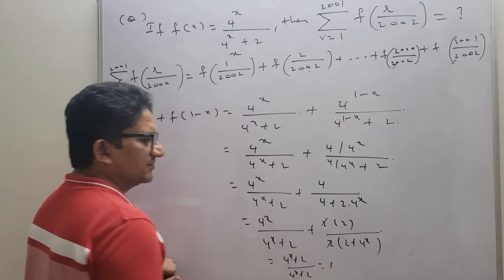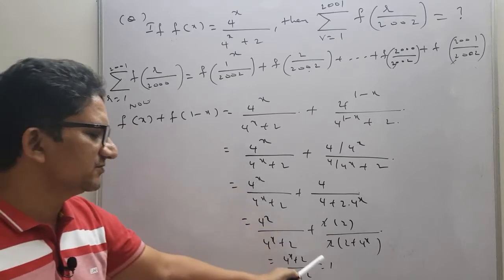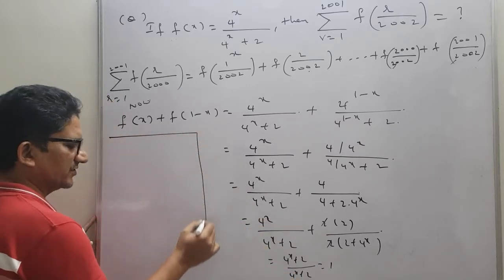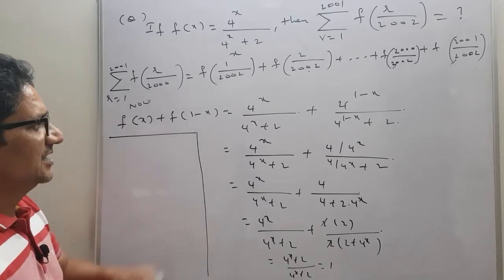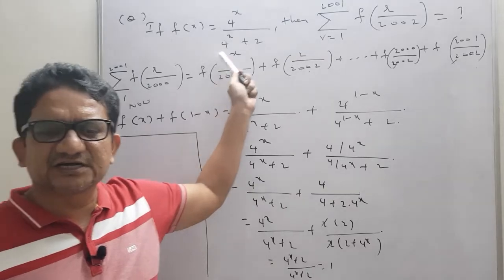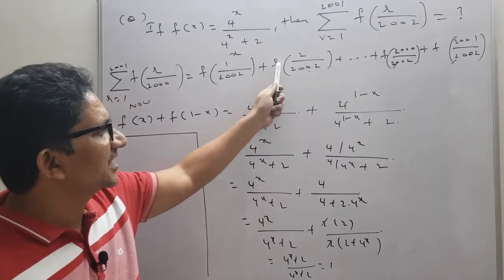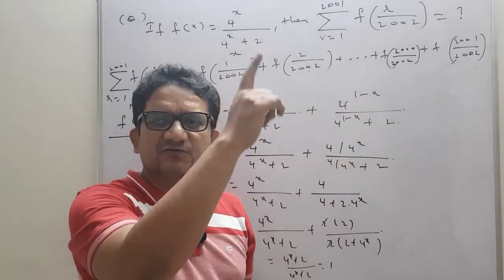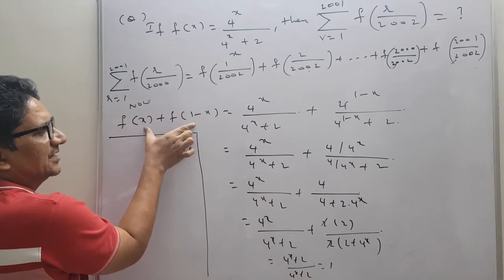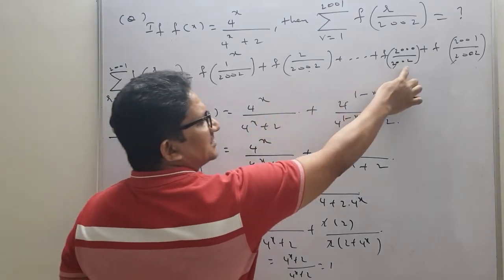So that means the result we are getting is 1. That means f of x plus f of 1 minus x is 1. So here I will conclude the result for you. By adding the first one and the last one, we are getting the result as 1. By adding the second and the second last also we will get 1, because this and this are matching the pattern f of x plus f of 1 minus x. So this and this also match.